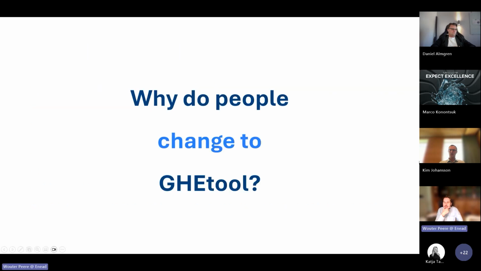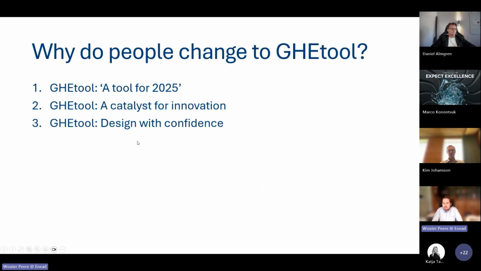Now, you might be asking yourself, there are other software packages on the market already for quite some time, so why do people change to GHEtool? When we asked our users that, there were 3 reasons, which can be summarized as: GHEtool is a tool for 2025. We are a catalyst for innovation, and we want you to design with confidence.